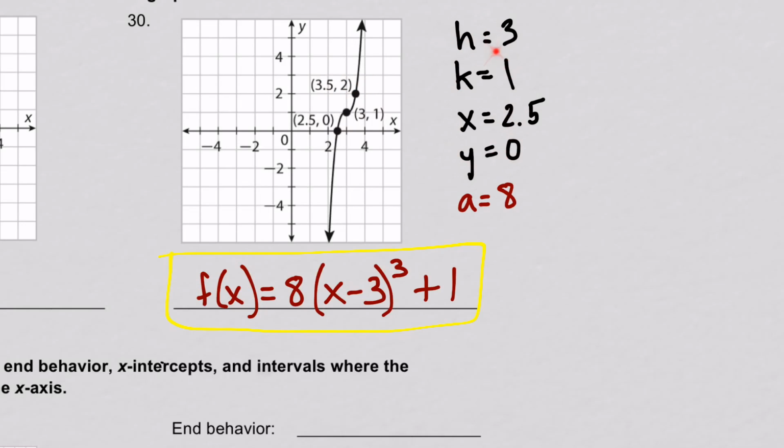I substituted all of those into my general form, which, just to recall, looks like this. f of x is equal to a times (x minus h) cubed plus k. I'm not using b, so it's just going to be a. I substituted in all those values into my general form, replacing f of x with y, of course, and solved for a, and end up with a equals 8. And so that's my function right there: 8 times the quantity x minus 3, cubed, plus 1.